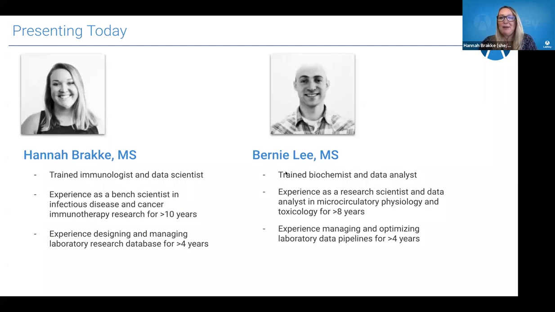So some of you may recognize one or both of us. Both Bernie and I are trained scientists. We have experience both in the lab doing bench work, writing notebooks, writing ELNs, as well as doing data analytics and data management within those labs, both in the lab environment and of course here at LabKey, helping support folks get started with their data management journey.